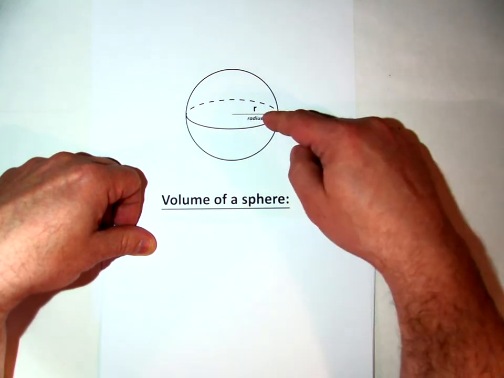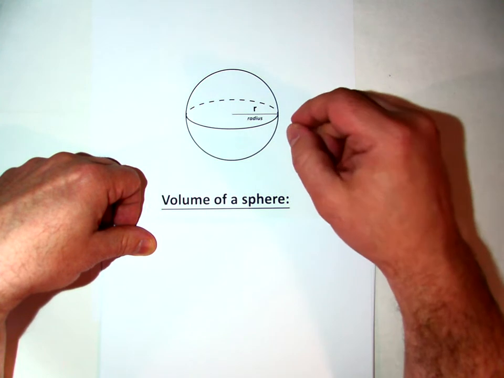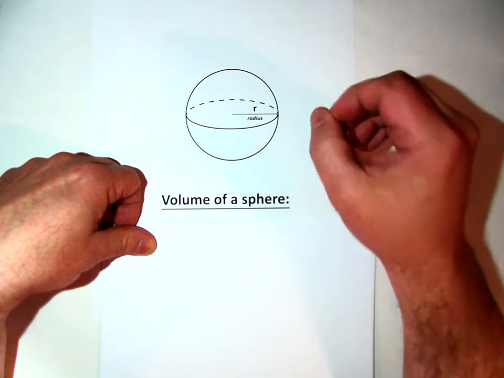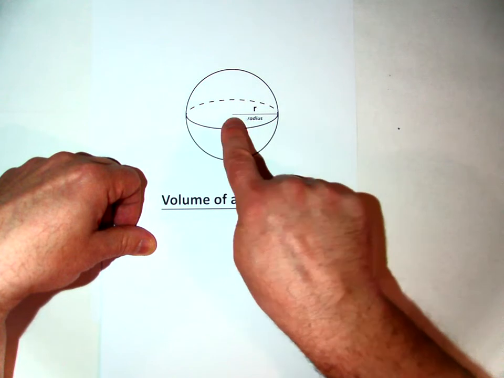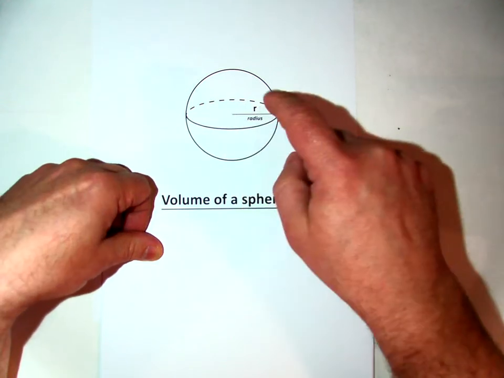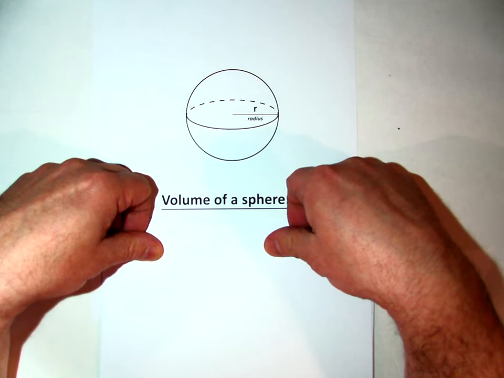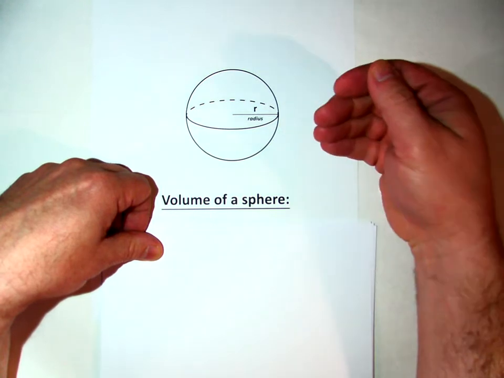So we just talked about that volumes always have to be in cubic units, but I only have one linear measurement in a sphere. So how am I going to get cubic units in my answer?